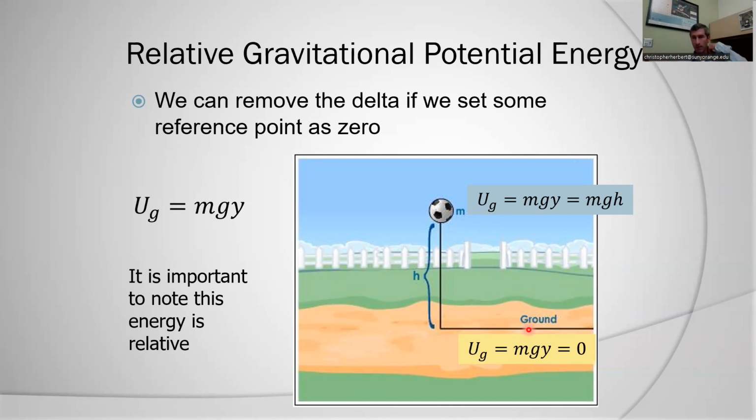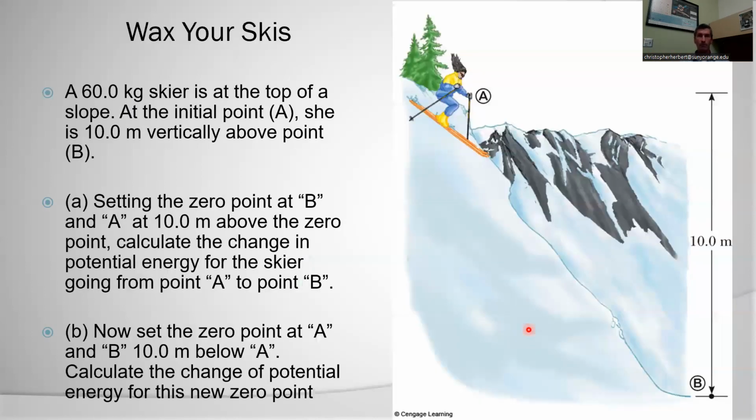Oftentimes I'll write the potential energy as mass times acceleration of gravity times height, because we've chosen the height from the ground as our reference point. Again, it's important to note that in these systems, energy can be relative. Let's look at a relative case.